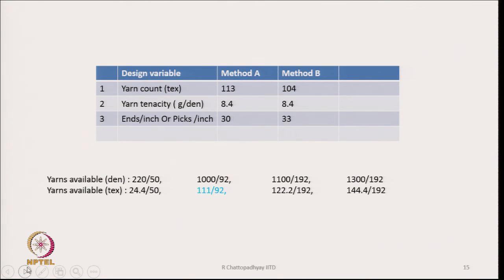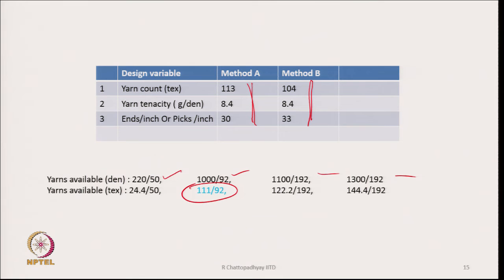So, we see here a comparison: method A gives you these values, method B gives you these values. They are very close to each other. And suppose in our inventory these yarns are available, denier wise. Therefore, we can see out of this, in terms of tex, 111 is close to whatever values we have found out.